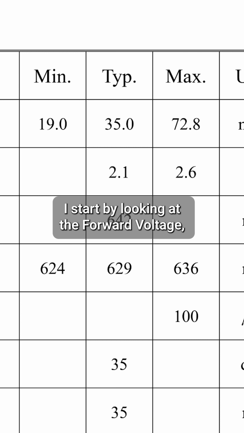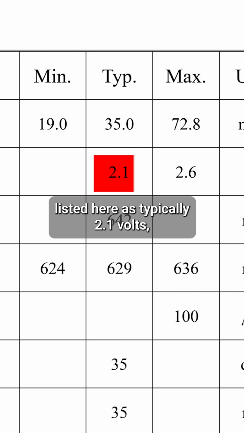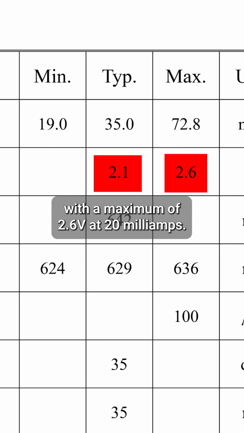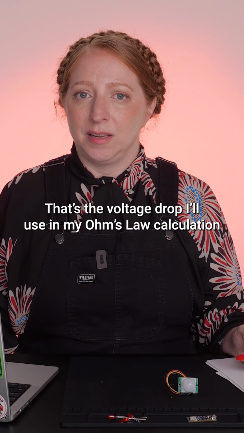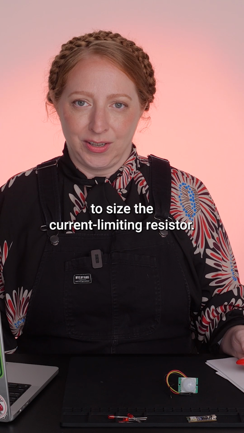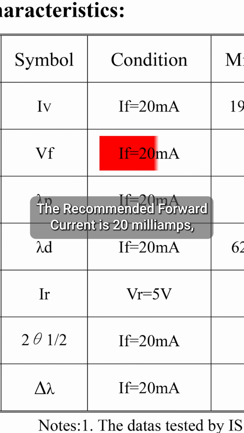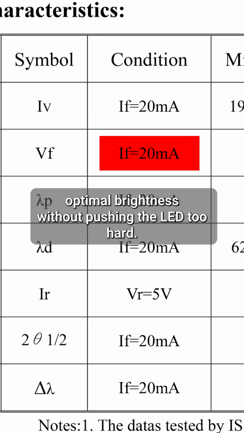I start by looking at the forward voltage, listed here as typically 2.1 volts, with a maximum of 2.6 volts at 20 milliamps. That's the voltage drop I'll use in my Ohm's law calculation to size the current limiting resistor. The recommended forward current is 20 milliamps, which will provide optimal brightness without pushing the LED too hard.